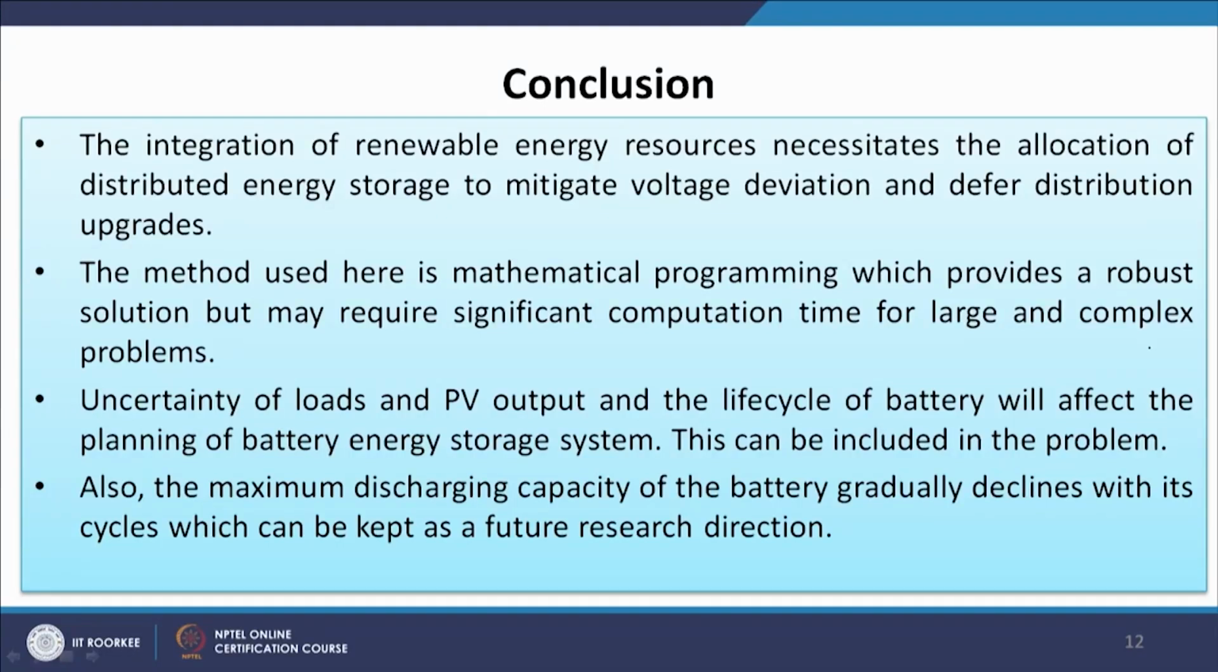The integration of renewable energy resources necessitates the allocation of distributed energy storage to mitigate voltage deviation and defer distribution upgrades. The method used here is mathematical programming, which provides a robust solution, but may require significant computation time for large and complex problems. Uncertainty of loads and PV output and the life cycle of the battery will affect the planning of battery energy storage systems. This can be included in your problem formulation.